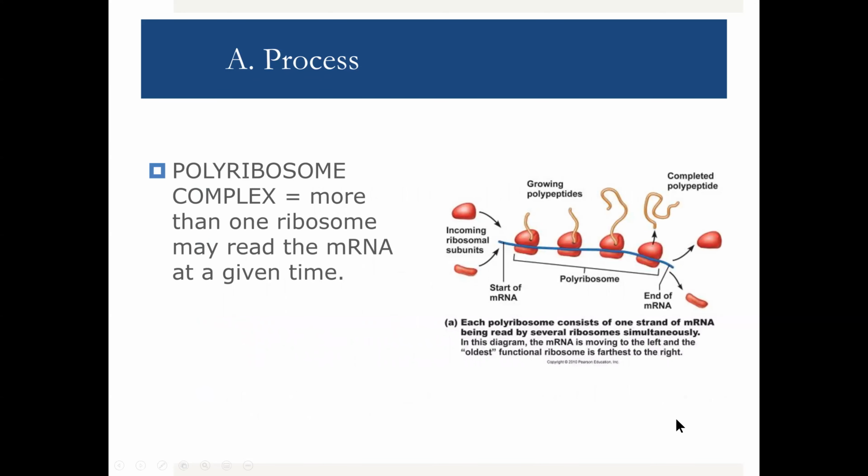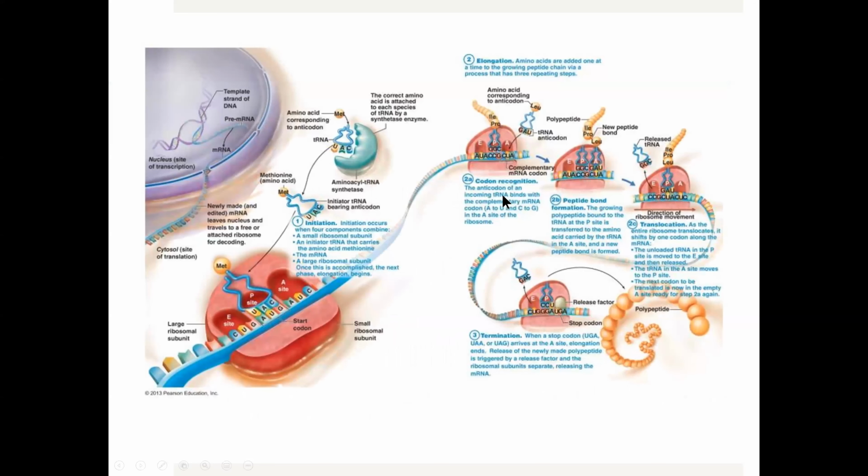You can have multiple ribosomes coding on the same strand of mRNA, okay? So you can have multiple ribosomes. This is called a polyribosomal complex. And these are the stages of it. It sounds a little bit complex, but if you walk yourself through it 2 or 3 times, you won't have a problem with it.